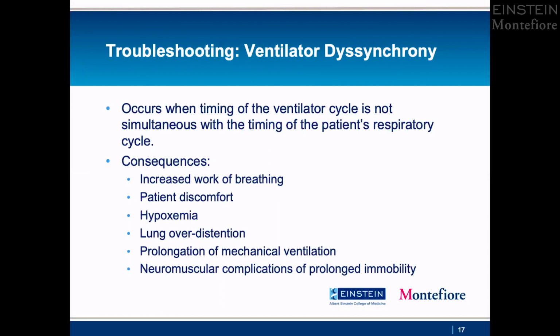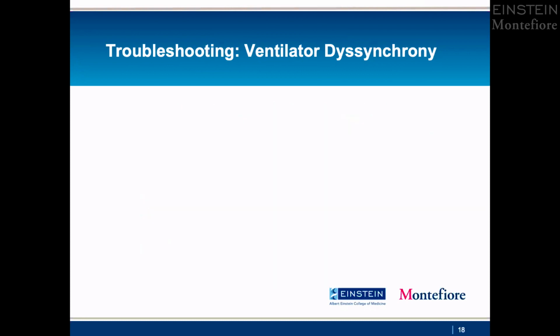Next, we're going to touch upon ventilator dyssynchrony. What exactly is it? It mainly occurs when the timing of the ventilator cycle is not simultaneous with the timing of the patient's respiratory cycle. It results in increased work of breathing, patient discomfort, hypoxemia, lung overdistension, prolonged mechanical ventilation, and neuromuscular complications from prolonged immobility. How to recognize ventilator dyssynchrony?